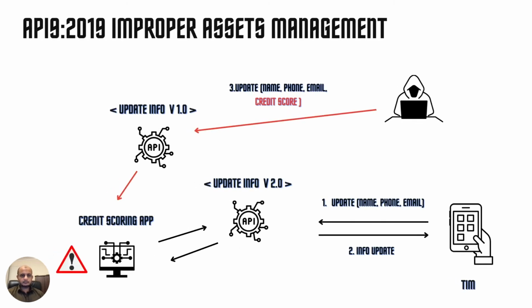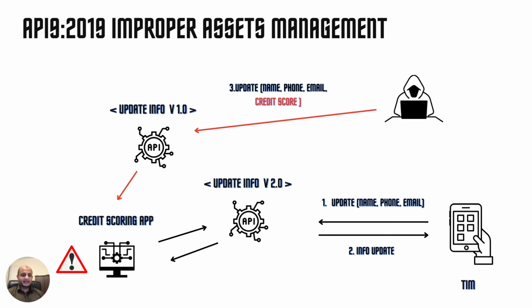Let's take a look. So yeah, this is what it would look like, right? So you have Tim, he's sending a request to the new API version 2.0, which is for updating information. So name, phone, email, and the API is quite secure. It's checking everything through the credit scoring application. Awesome. And this is version 2.0. The only problem is there's a version 1.0 still there on the internet.